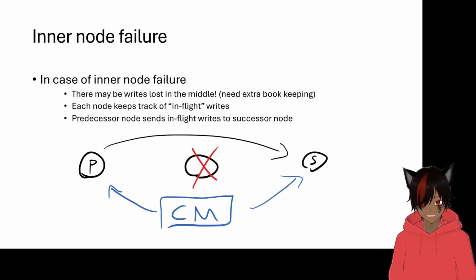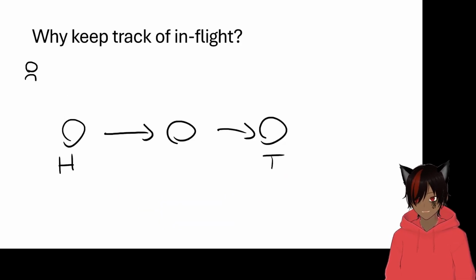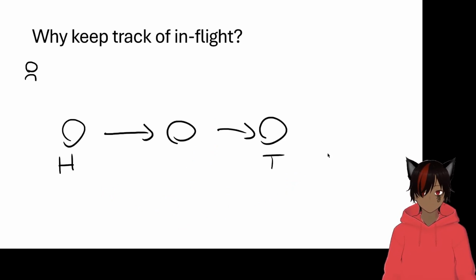So let's talk about the in-flight writes. Why do we keep track of them? So let's look at this once again. Simple chain example. We've got a head here, we've got a tail here, we've got a client here.